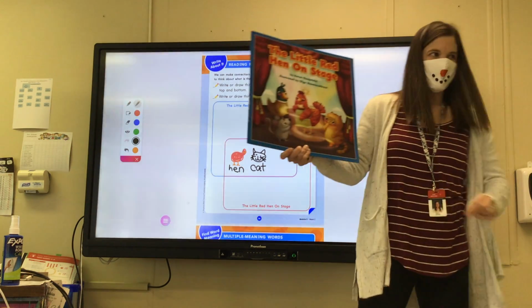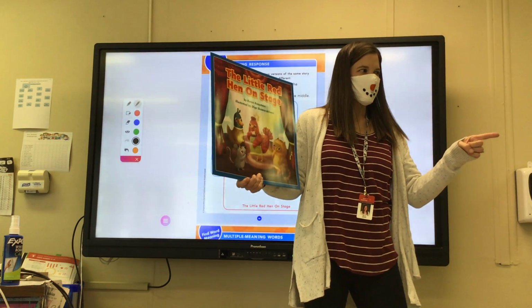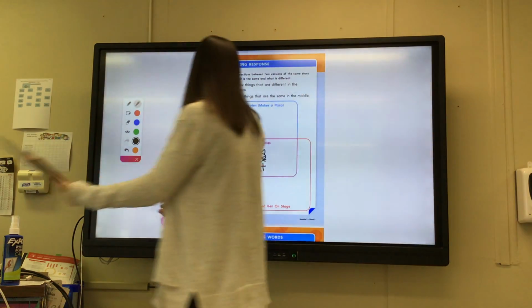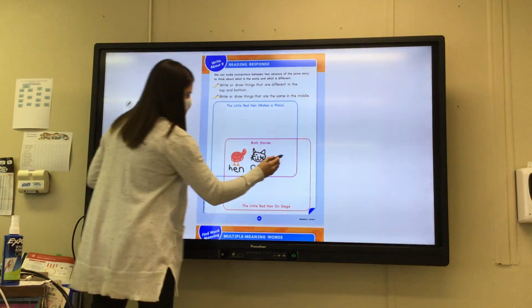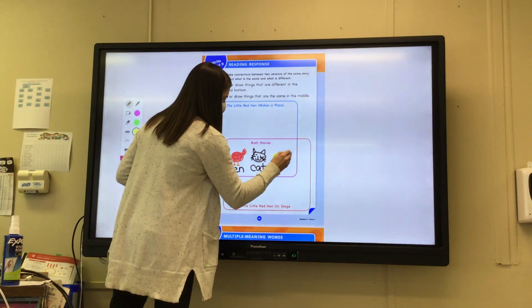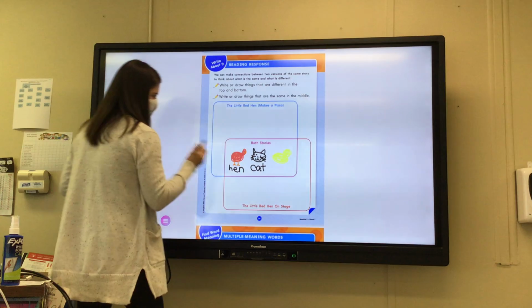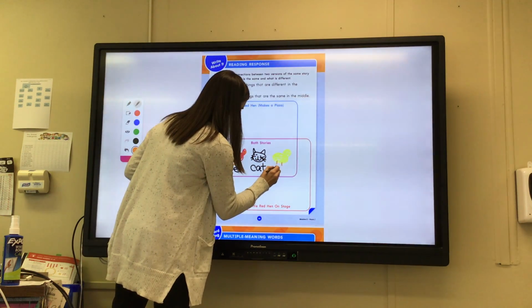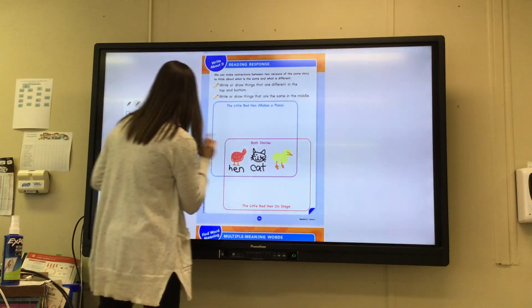Cat, and the mouse. So what were the same characters? The duck was the same in both. So we can draw a duck over here. The cat was the same too. You can do whatever you like. So draw the duck. The duck. And you can write duck.